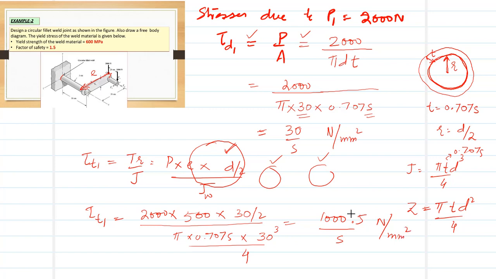Just check the calculations again. 2000 into 500 into 15 divided by pi into 0.707 into 30 power 3.